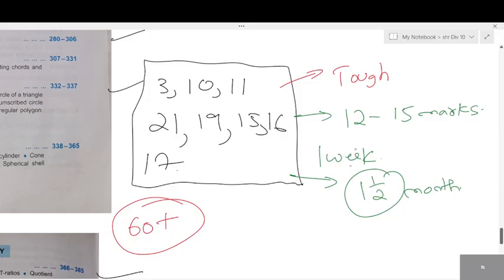Take physics, chemistry, bio, anything. Out of 10 chapters, 3 or 4 will be tough and another 5 or 6 will be easy. You can score in those. Fine. Is this clear? All of you understood what I explained?